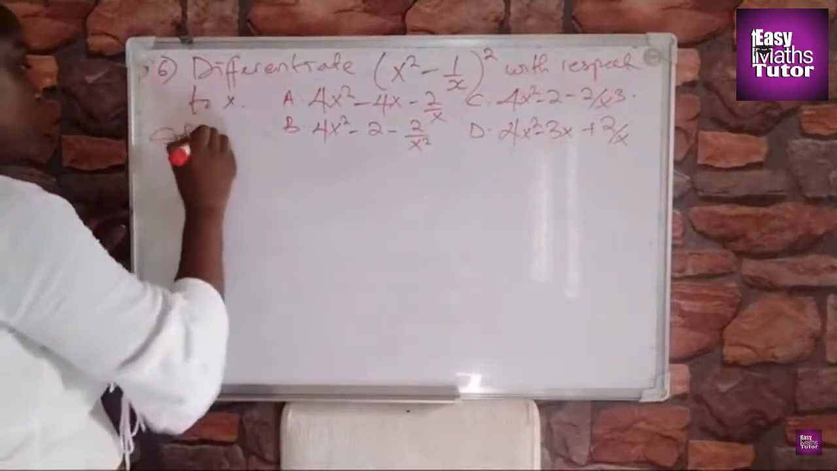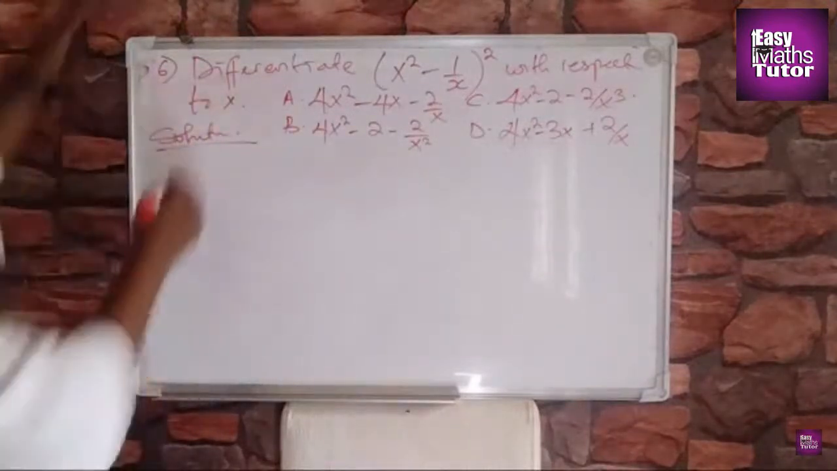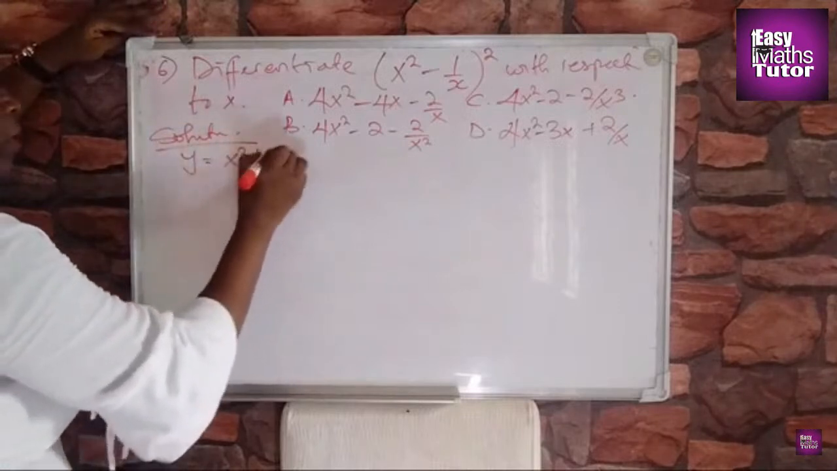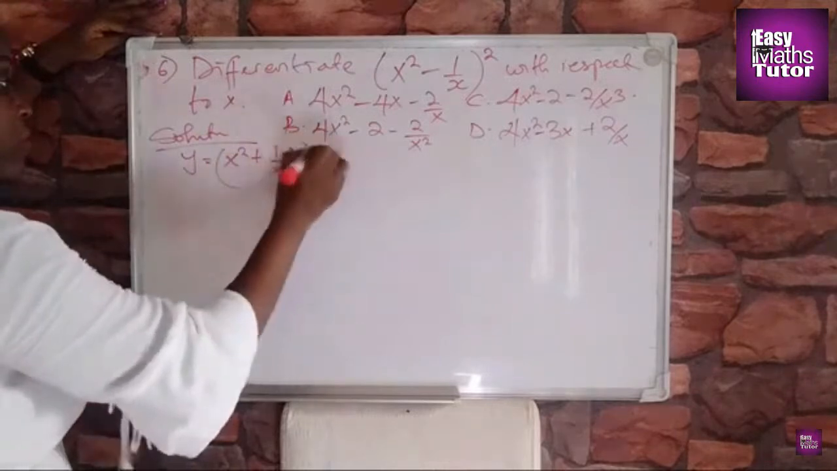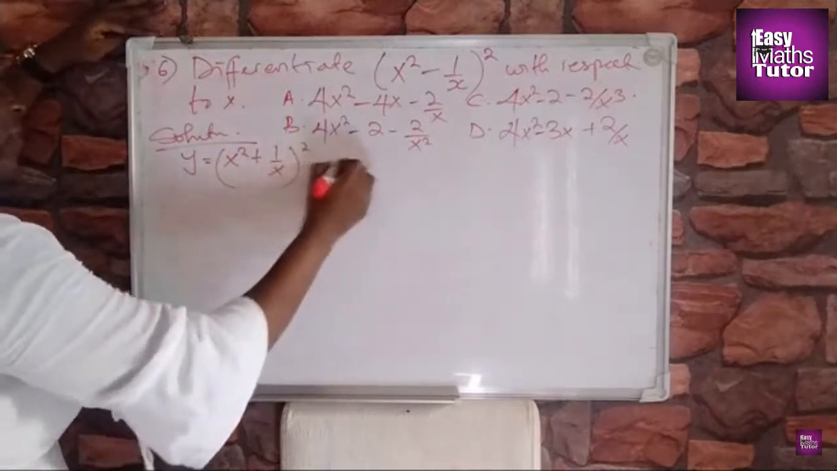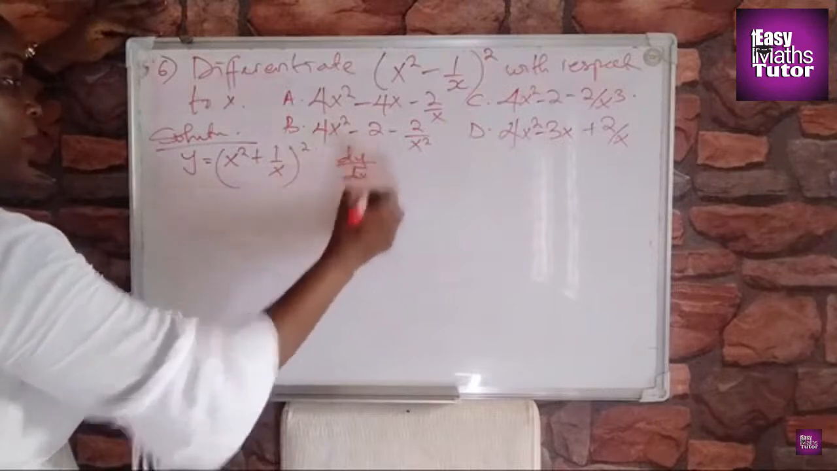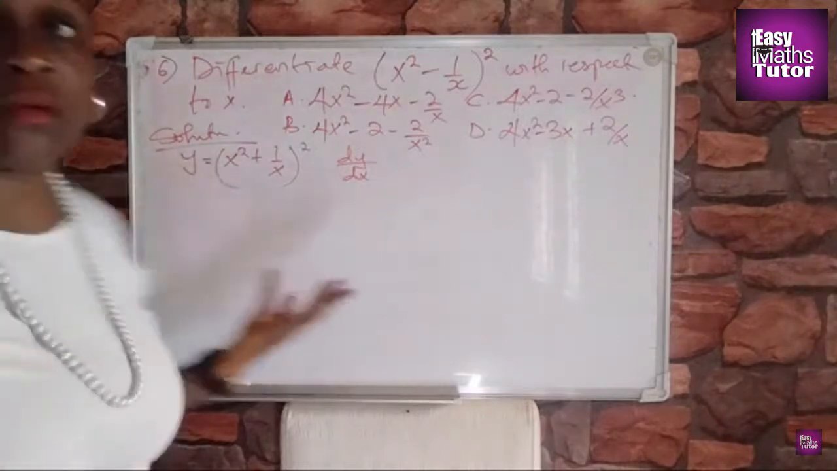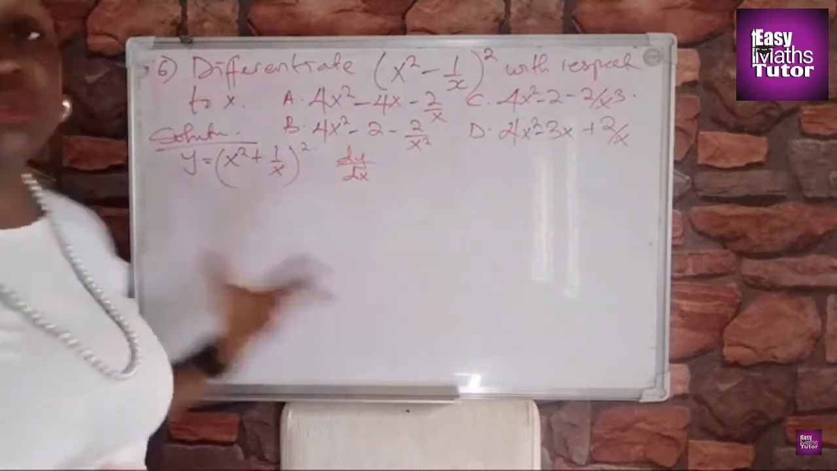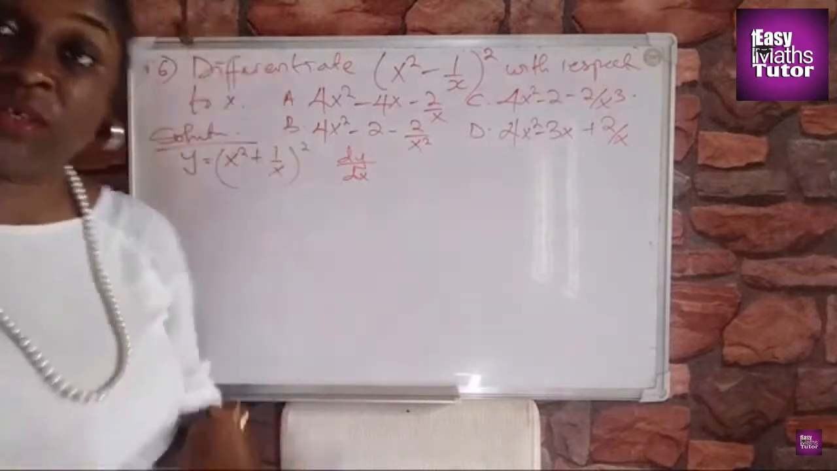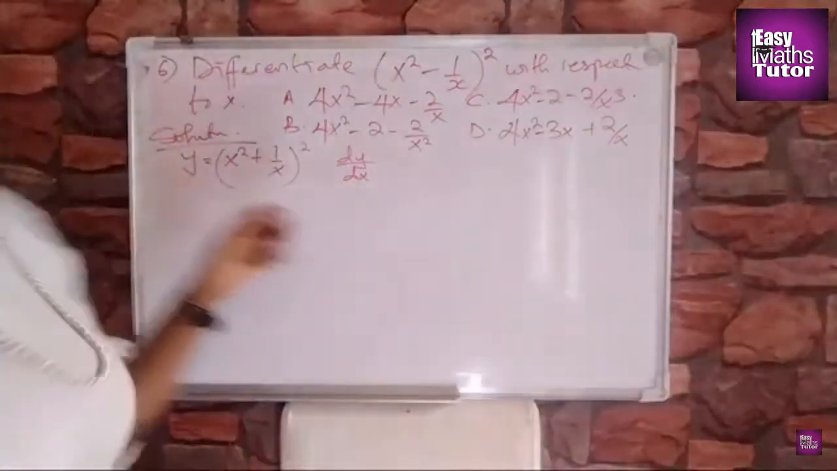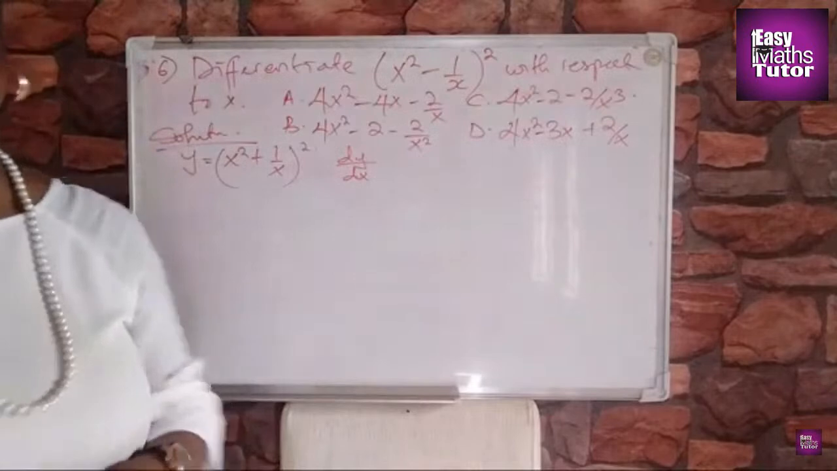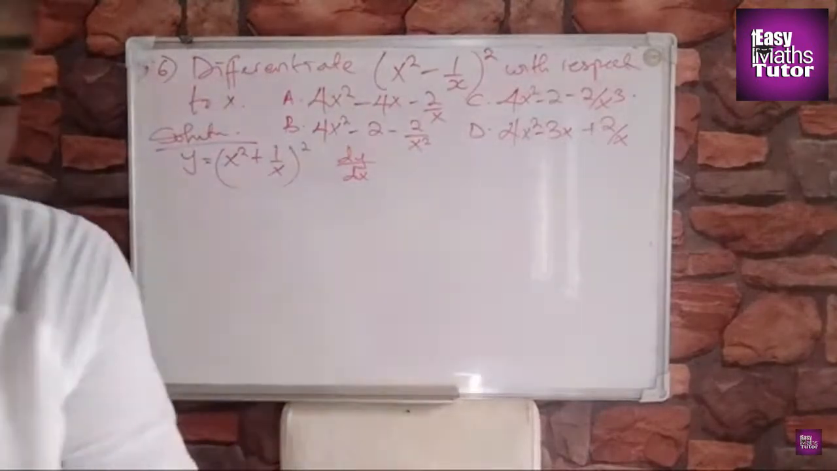Solution. So we have the function y, x squared plus 1 over x raised to power 2. And we're asked to find dy/dx of this function. So this is a chain function. In differentiation, a chain function has to do with a function that has another function on the inside of that function. Okay? We're seeing a larger function and we're seeing another function inside the function. So let's know how we're going to break that down.